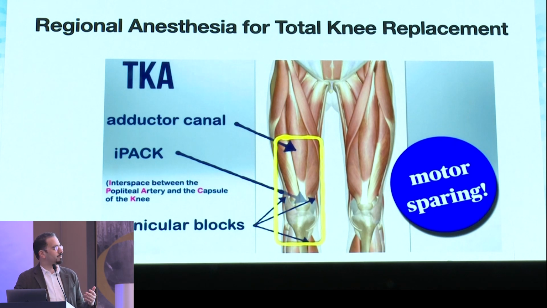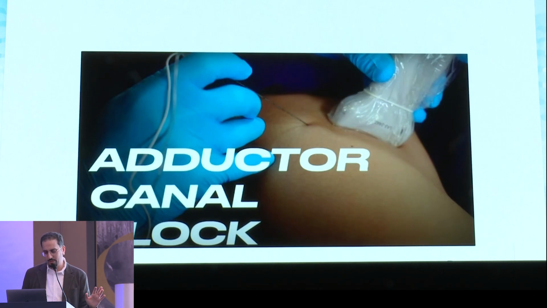And in total knee replacements, we can do that by blocking the adductor canal, the IPAC, which is the interspace between the popliteal artery and the capsule of the knee, and then the genicular nerves. And you can see from the yellow diagram, all these are from the mid-thigh to just below the knee. So it's excellent for motor sparing. So I'll quickly talk about them.